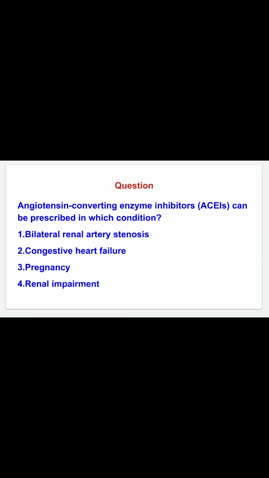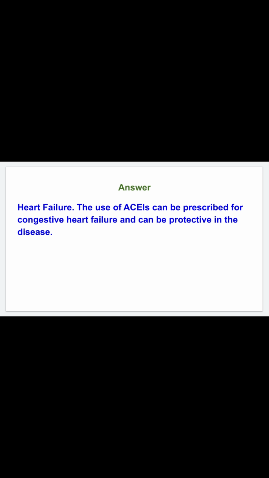Let's go through a few practice questions. Question number 1: angiotensin converting enzyme inhibitors can be prescribed in which condition? From the indications we know that congestive heart failure is correct. Bilateral renal artery stenosis, pregnancy, and renal impairment are not the correct answers. From the indications we know that congestive heart failure, heart attack, kidney disease or diabetic neuropathy, and migraine headache can be treated with ACE inhibitors.